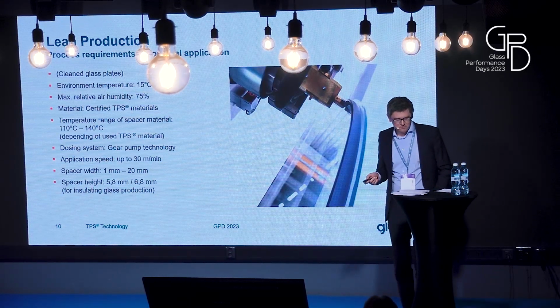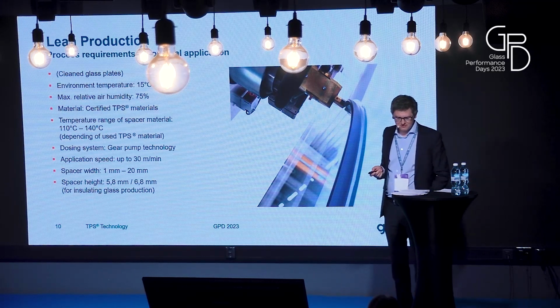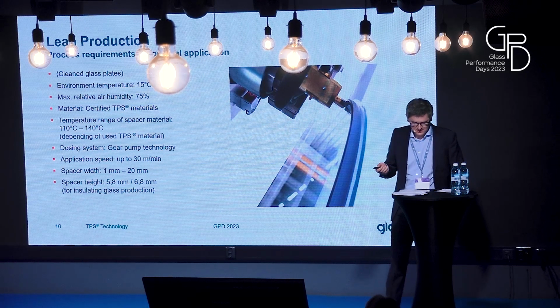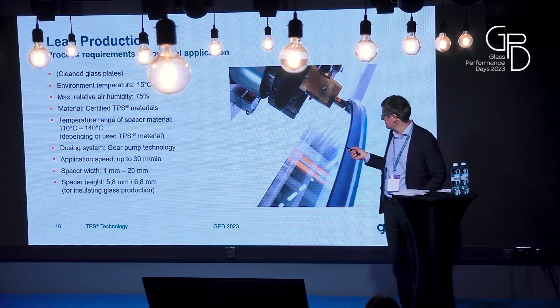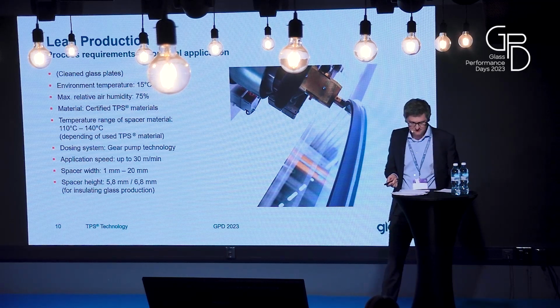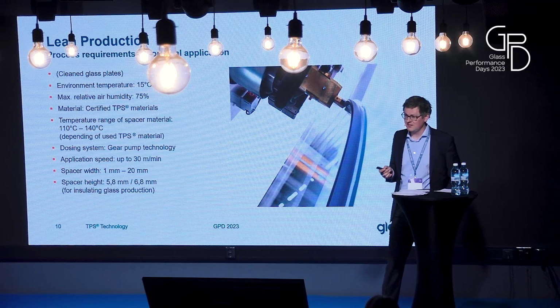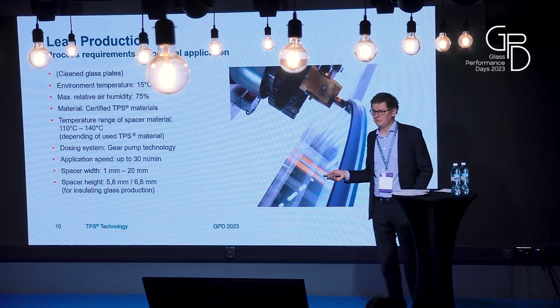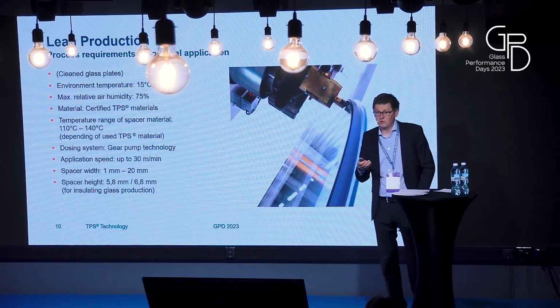Okay, but what is really important? What are the main process requirements for an optimal application? At first, we need clean glass plates. That is self-evident. The environment temperature should be between 15 and 35 degrees. Relative air humidity maximum 75. The material itself is very important. It should be a certified material. In the meantime, there are different suppliers available, so you're not depending on one supplier.